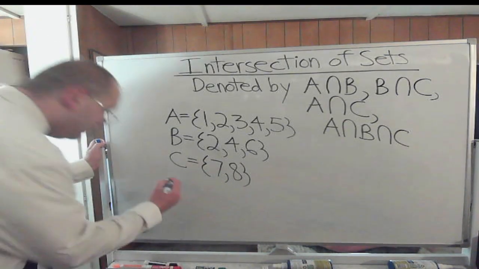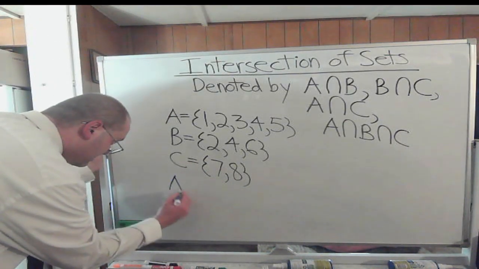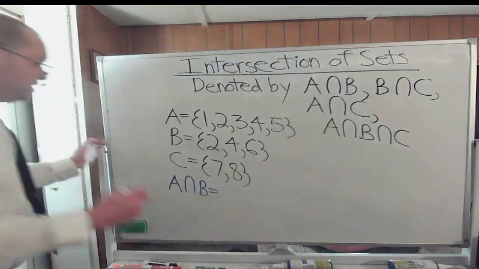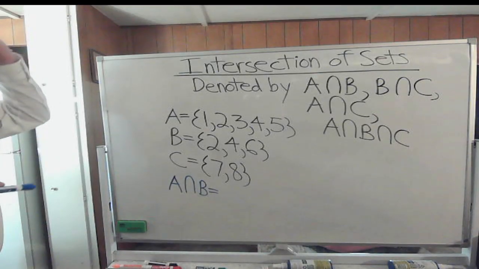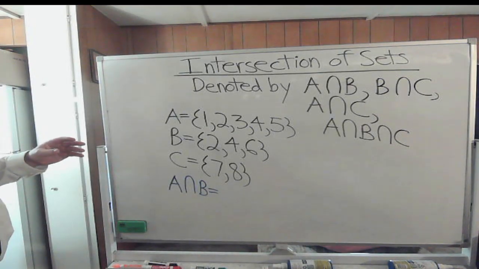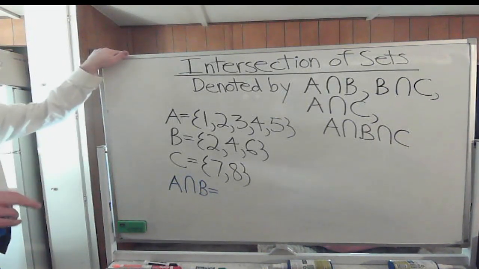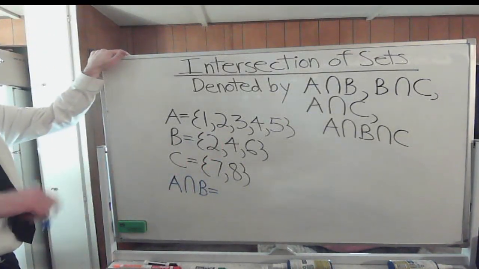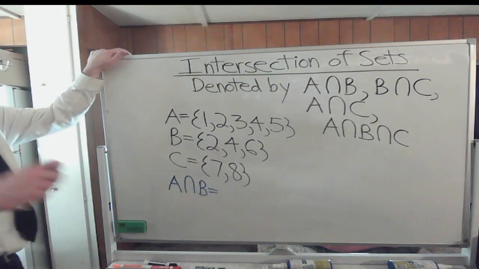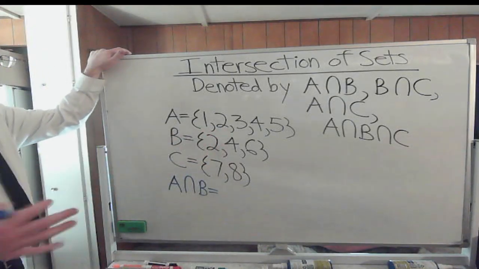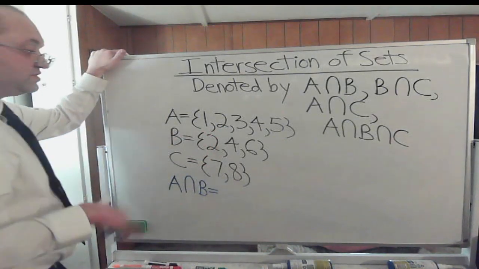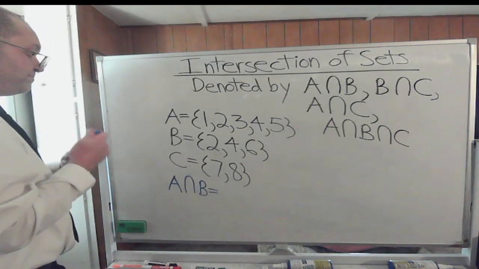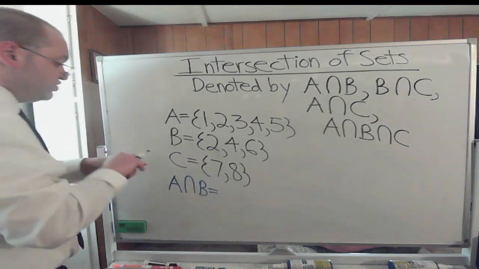Let's start with A intersecting with B. So set A intersects set B. When you do an intersection problem, all you're going to do is look for what elements of the two sets they have in common. So what elements of each set do the two sets have in common? Look at both sets. Okay, start again with your smallest number. Start drawing your set notation bracket.